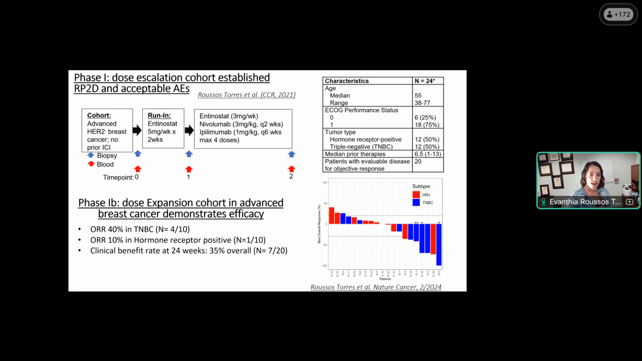The first trial was in 35 different tumor types in the metastatic setting, which showed that when you combined entinostat with dual checkpoint inhibition, it was safe, and there was a 16% response rate. However, when we went into a dose expansion, specifically in advanced breast cancer, we found a much better response. We had an objective response rate of 40% in triple negative and 10% in hormone receptor positive. Albeit this is a very small trial.